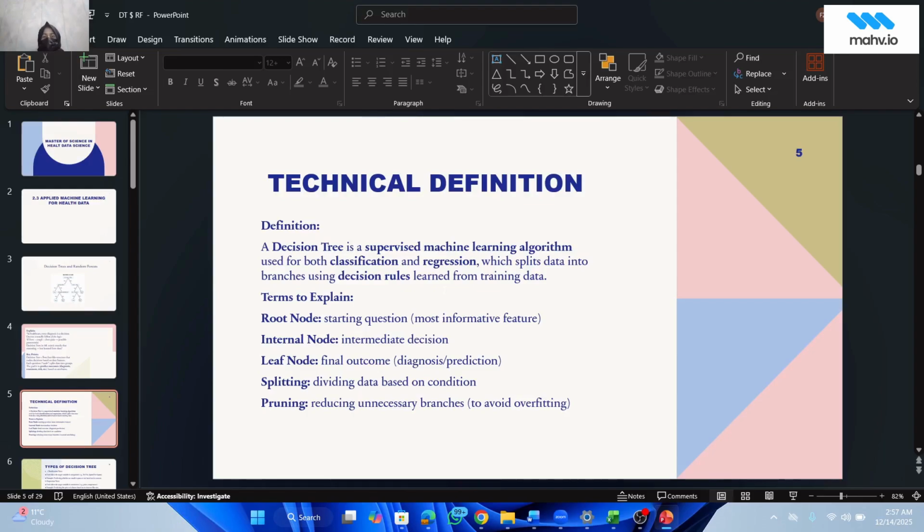These are the terms that we have to remember. First of all, the root node is the starting point of your tree, the internal node is an intermediate decision, and leaf nodes are the final outcomes at the end of your tree. Splitting means dividing data on the basis of some condition. Pruning means reducing unnecessary branches to avoid overfitting. And what is overfitting? Our model trains on each data point and does not generalize, so it will affect the performance of our model.